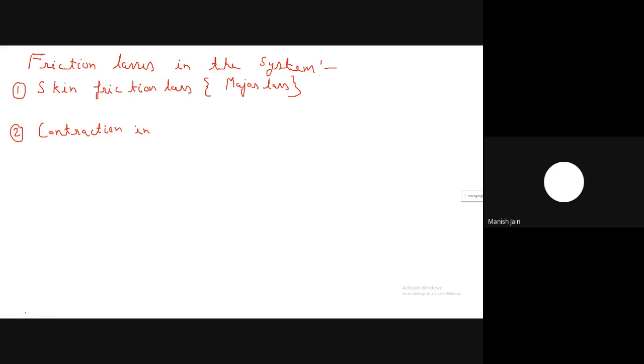Okay, we will do one thing. First, we will calculate the skin friction loss. Then we will write the other type of loss. That will make much better sense. So first, we will calculate the skin friction loss, then we will calculate the other losses.